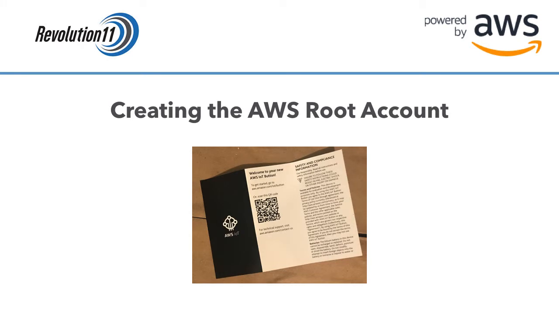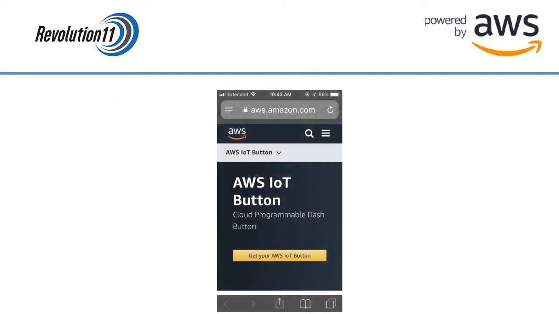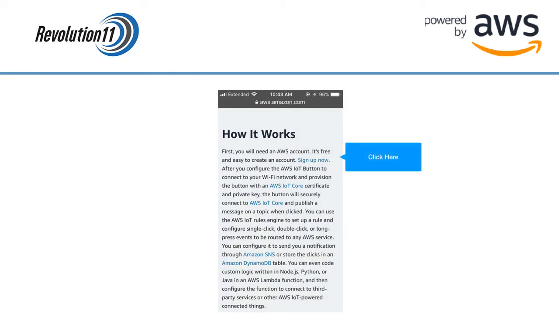On the first page of the booklet in the box, you'll see a QR code. Scan that with your camera if you're using an iPhone. If you're using an Android device, you may have to download a QR scanning app. When prompted, open up the website associated with the QR code. The AWS IoT button page should open up on your phone's browser. Scroll down to the How It Works section and click on Sign Up Now.